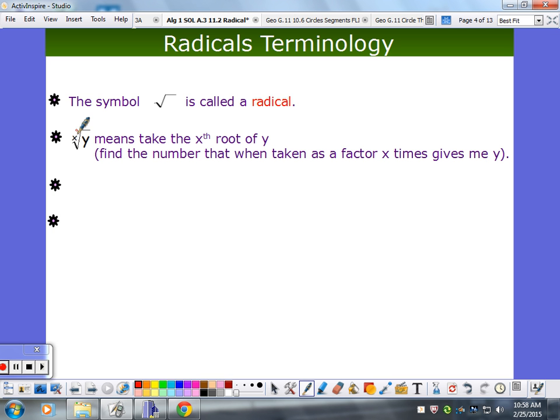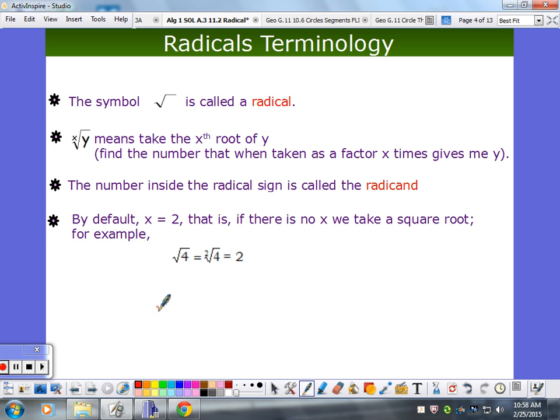If you have a radical symbol, and it looks like this, this says take the x root of y. So find the number, then take it as a factor x number of times, to get this y value. That's the very general definition. The y, the number inside, is called the radicand. By default, this little x is a 2. If I leave out the number here, it means take the square root, and that's the one you're most familiar with.